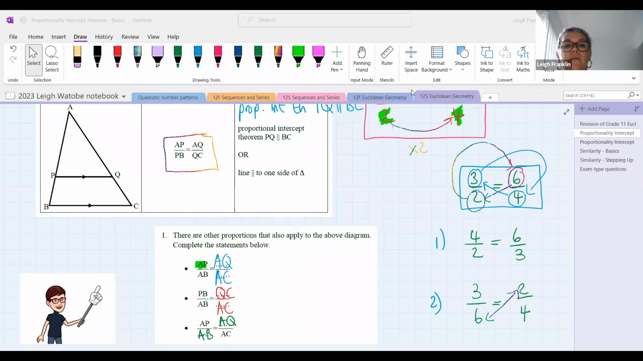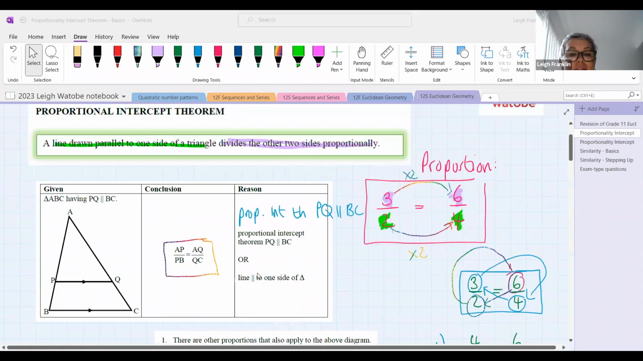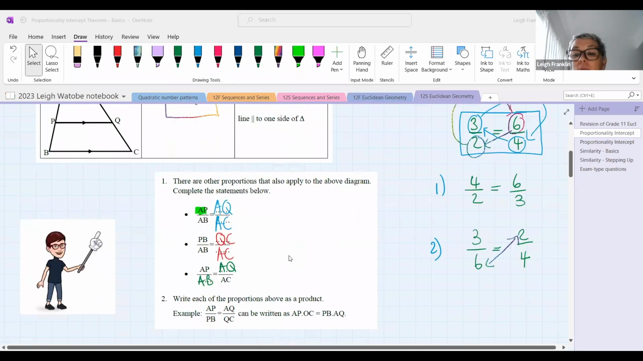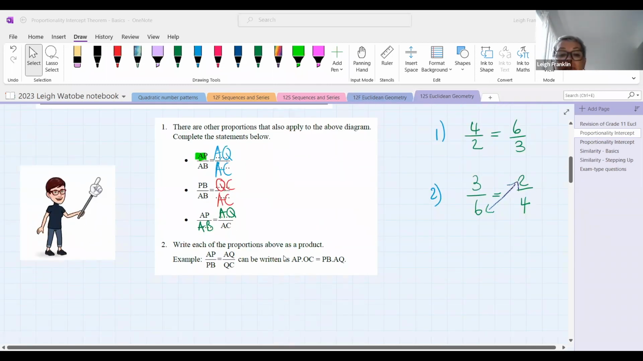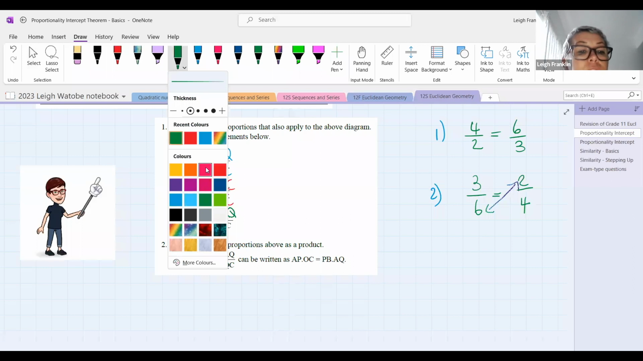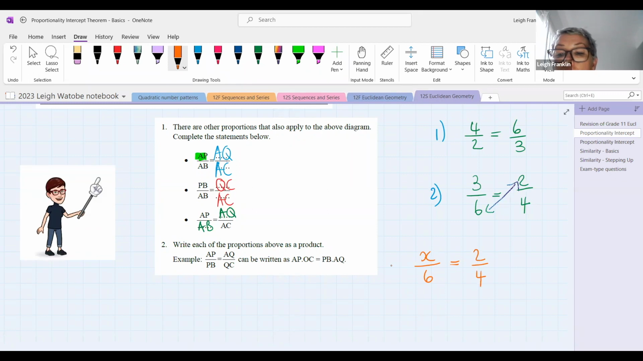Okay, nice. Well done, everybody. That is perfect. Now, the next thing that we are allowed to do, let's just continue our conversation here with these proportions, is this. If I gave you an equation and I said that x over 6 is equal to 2/4, what method would you use to solve this equation?